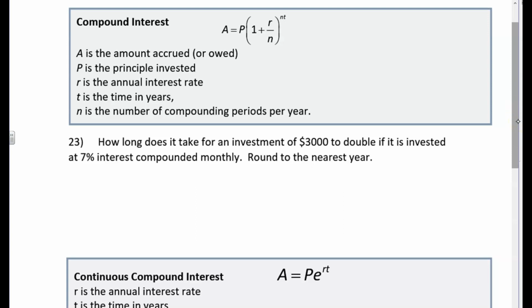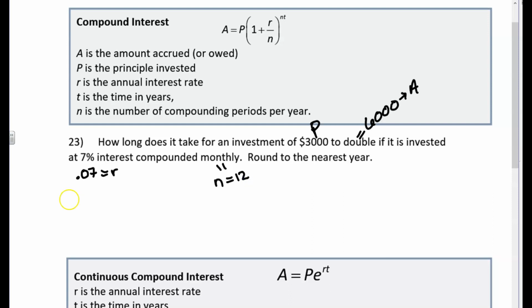So let's do an example with this. How long does it take for an investment of $3,000 to double? So $3,000 is my principal, that's where I start. Double means you'd then be at $6,000. That's going to be your accrued amount, where you want to end up. If it is invested at 7%, that's 0.07. That's going to be your rate. We always use decimals. We never use percentages. Compounded monthly. That means N, my number of times I'm compounding a year, is 12. And then round to the nearest year. So the thing I'm missing is t.